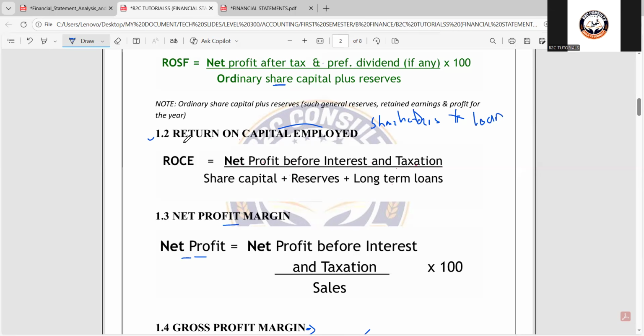So we want to know the return on the part that belongs to the owners and then plus that of the long-term loans. So that one, we don't pick net profit after tax. We pick the net profit before interest and taxation divided by what belongs to the owners plus the loan we have gone for, that is over 1 year. That is the meaning of return on capital employed.